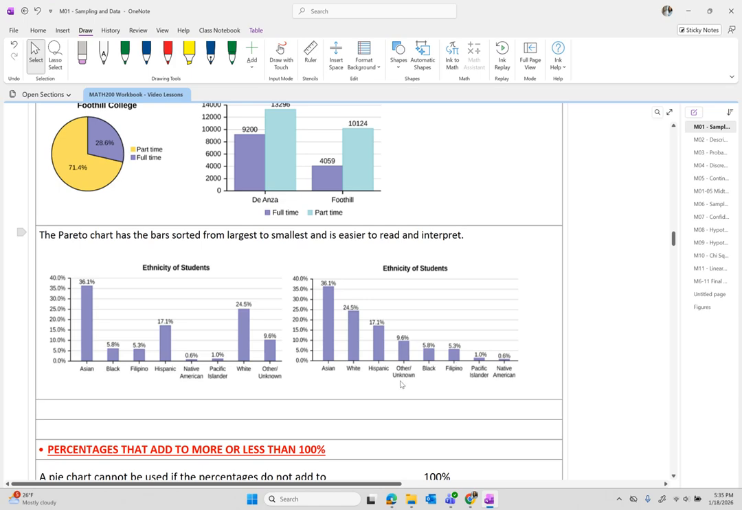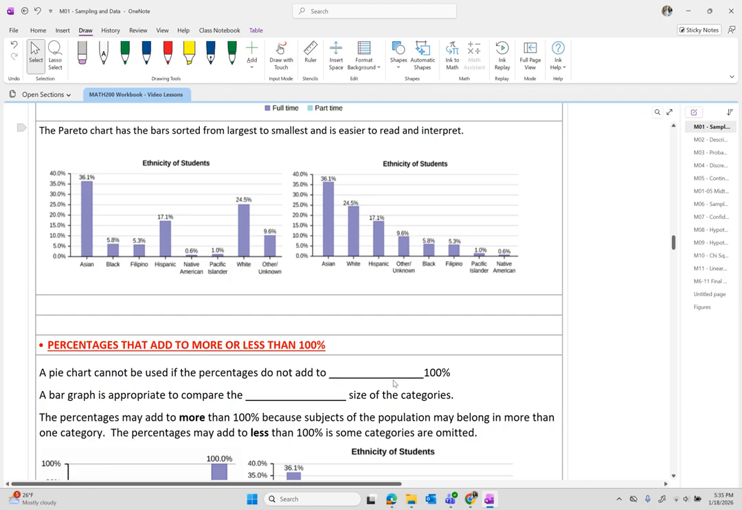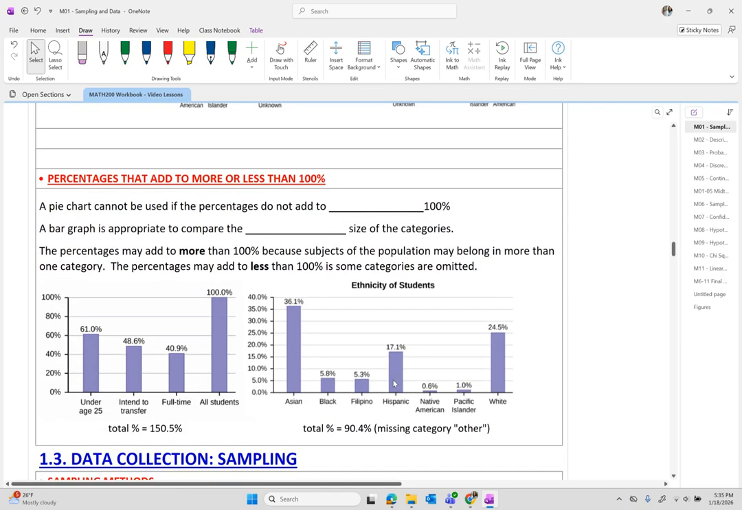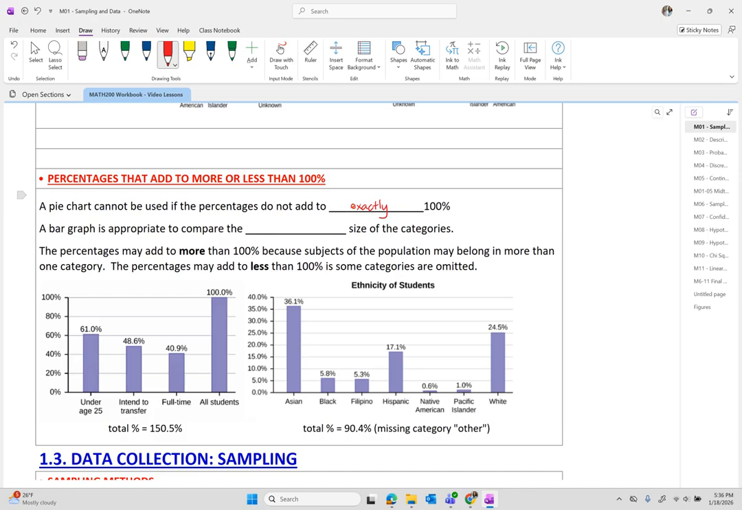Now, if the other unknown was not there, the total wouldn't add up to 100%. So having the other unknown would help to include all students in the college. Now, a pie chart cannot be used if the percentages do not add up to exactly 100%. A bar graph is appropriate to compare the relative size of categories. But there are some graphs that will include percentages that may add up to more than 100%. And that is because subjects of the population may belong in more than one category.